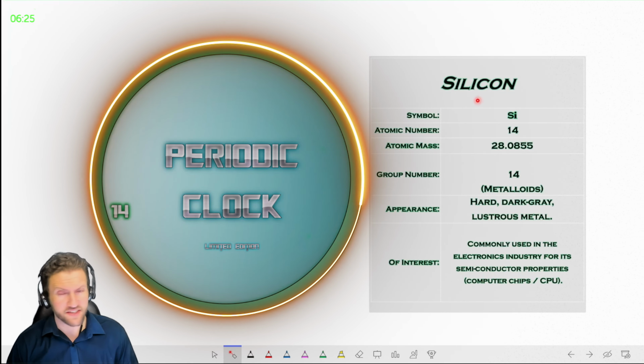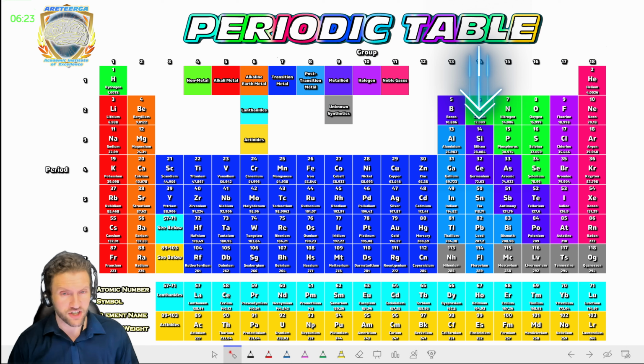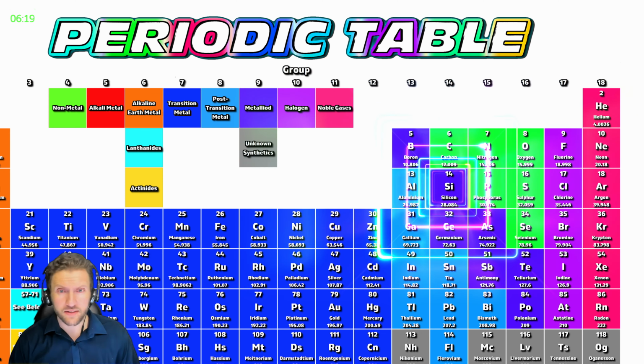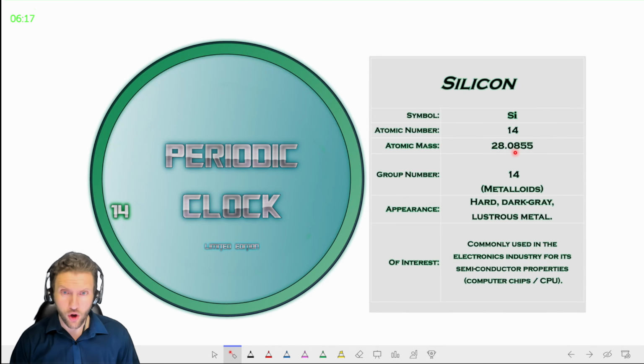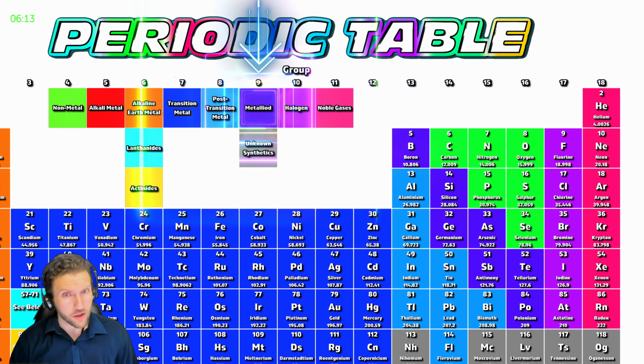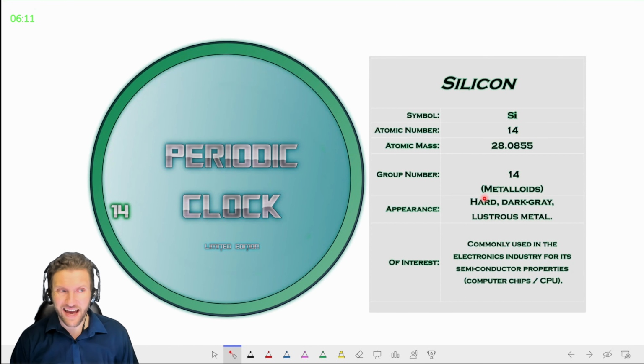Okay, next one there, silicon. Take note, abbreviation, Si. Element number 14. The atomic mass, 28.085. Group number 14, it is a metalloid. Appearance, it's a hard, dark grey, lustrous or shiny metal.